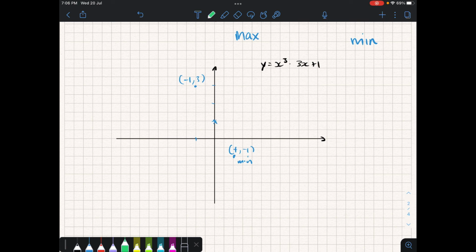I know that this is a maximum, so I need to be going up towards that point. And it's a turning point, so the graph must turn at that point and go back down. It must turn through this point and return back up. And so there's my sketch, right? And I can then also label my y-intercept.